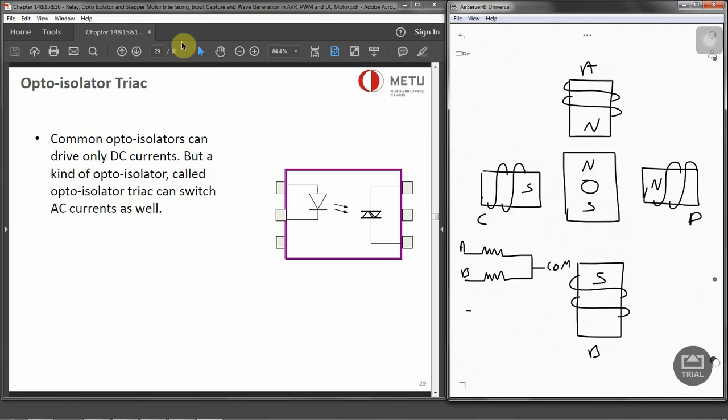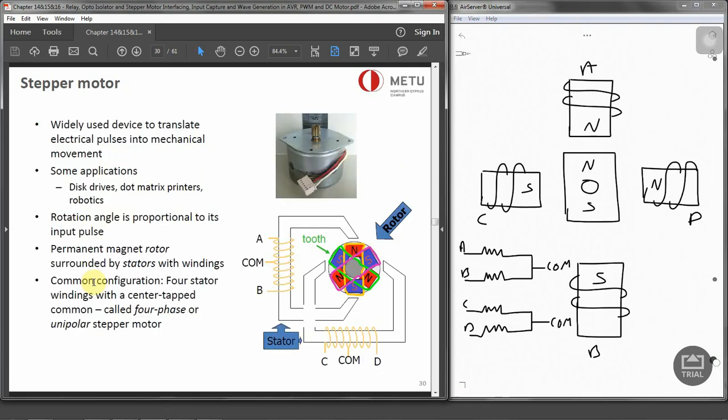Or we can have C and D and another common center. This is also known as a 4-phase or unipolar motor, and the center tap allows us to change the current direction in each of the 2 coils when a winding is grounded, thereby resulting in a polarity change of the stator. Now from the slides I'll show you how it looks like in real life.